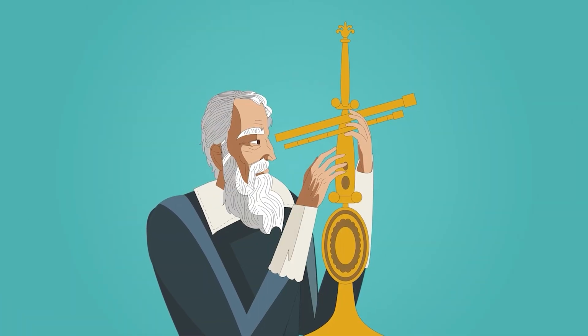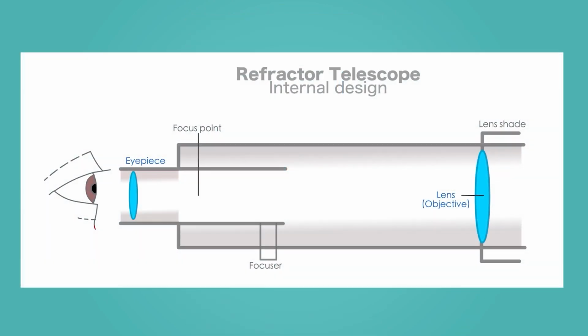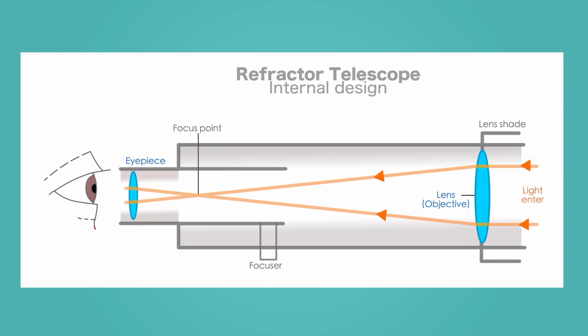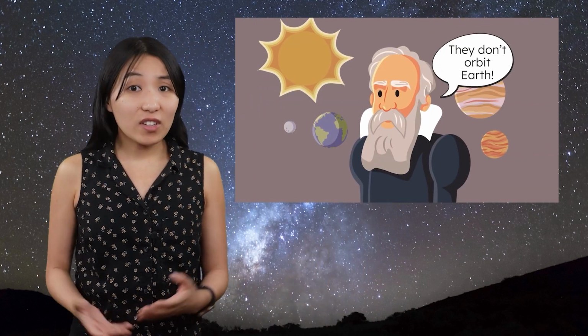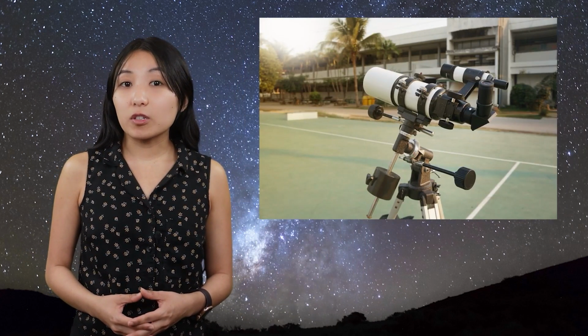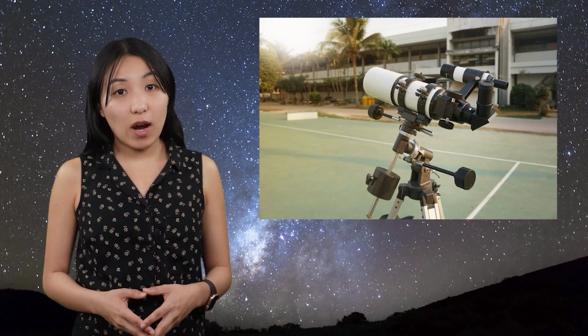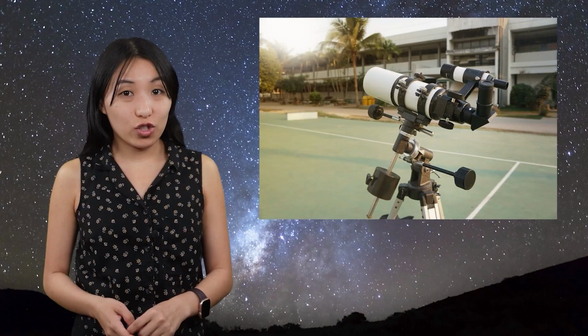Galileo used a type of telescope known as a refracting telescope. His telescope worked by bending light through a curved glass lens. As light passed through the lens, it focused into a magnified image of the stars and planets. This allowed Galileo to see craters on the moon and discover 4 of Jupiter's moons, proving not everything in the universe orbits Earth. Refracting telescopes are still popular with amateur astronomers today, but they have limitations that make them less practical for modern scientific research.